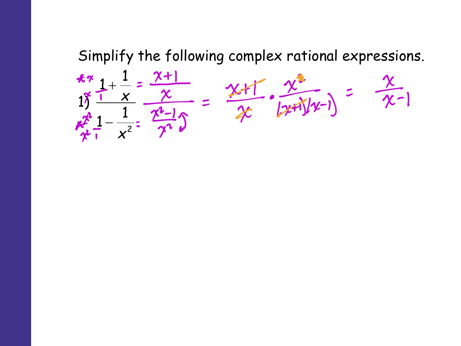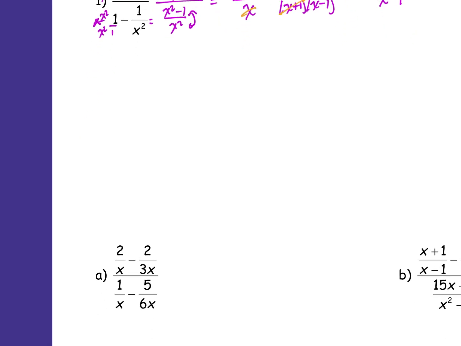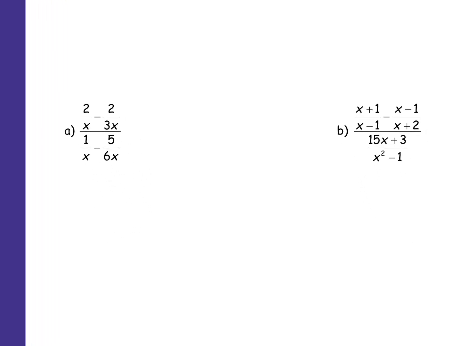Okay. I don't know why I decided to go out instead of down. I just did. So it doesn't matter which way you do it, right? I can go horizontally or I can go vertically. When I'm solving my problem, it doesn't matter. Okay, so let's see how you guys do on A and B.